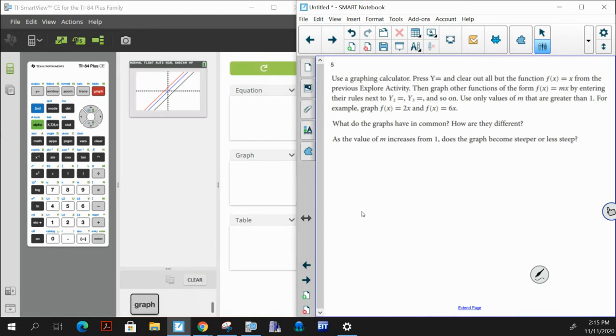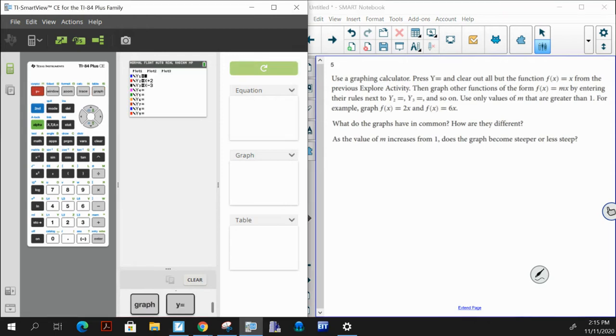So go back to your graph, and we'll clear out everything but the first one. So we'll leave f of x equals x, or y equals x. Then we'll clear the others out. And so the first one I'll write down is 2x. And I'm going to try some other numbers, 6x. I'm just getting a little crazy. Let's go 9x. And let's see what those graphs look like.